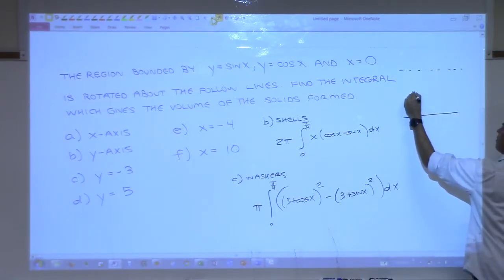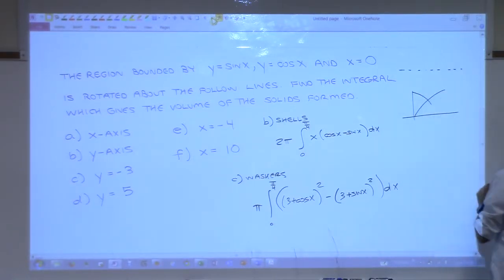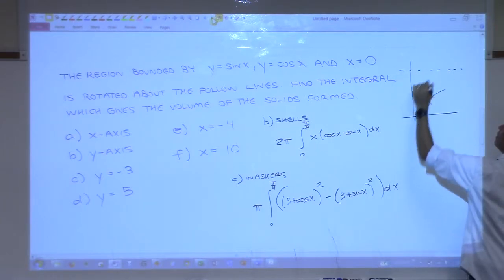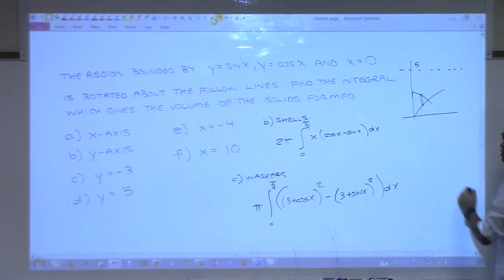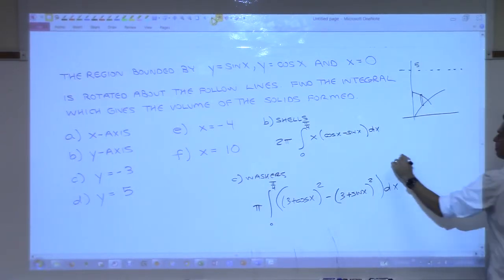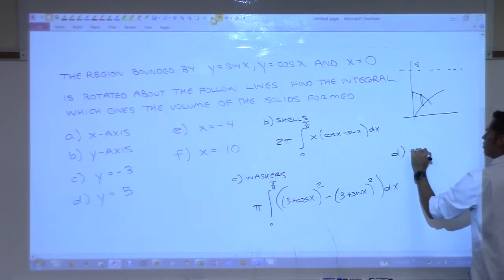Yeah, you just have to be careful getting these correct. So here we go. So this is y is 5, right? So here's my rectangle. Washers again. Okay, so D, washers.